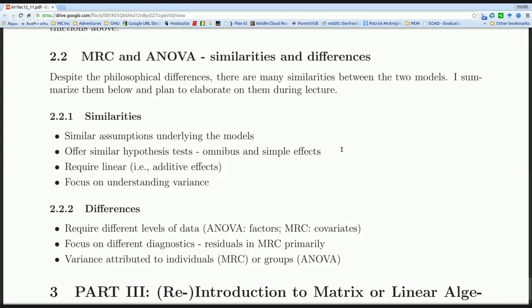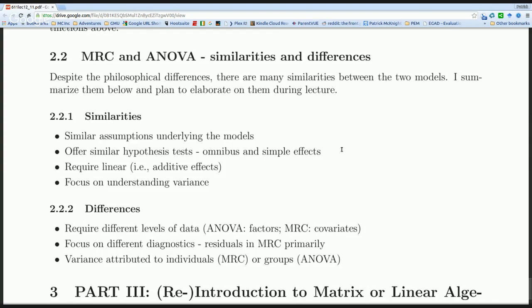Because of that, there are some differences in diagnostics, and with MRC, the focus is solely on the residuals. There are instances in which residuals are only a part of it, but for the most part, the residuals are the focus. With ANOVA, we also focus on the balance of the design. We focus on the residuals too, but we look at the observed variability. We look at a lot of different factors to diagnose whether ANOVA models are defensible.